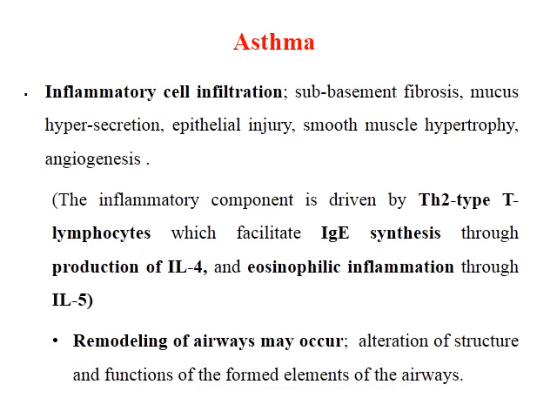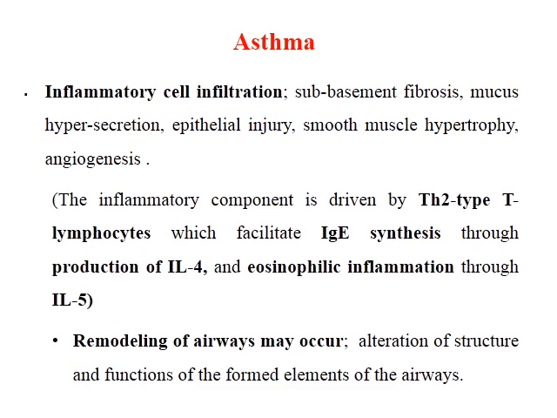This inflammatory process is driven by Th2 type T lymphocyte, which facilitates IgE synthesis through production of interleukin 4. That's why there is a drug for asthma that can act to block this type of interleukin, and maybe due to eosinophilic inflammation through activation of interleukin 5.